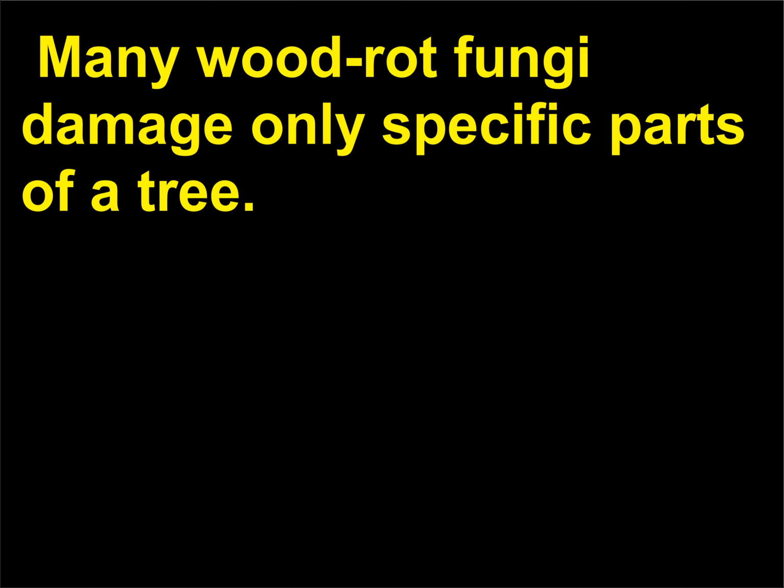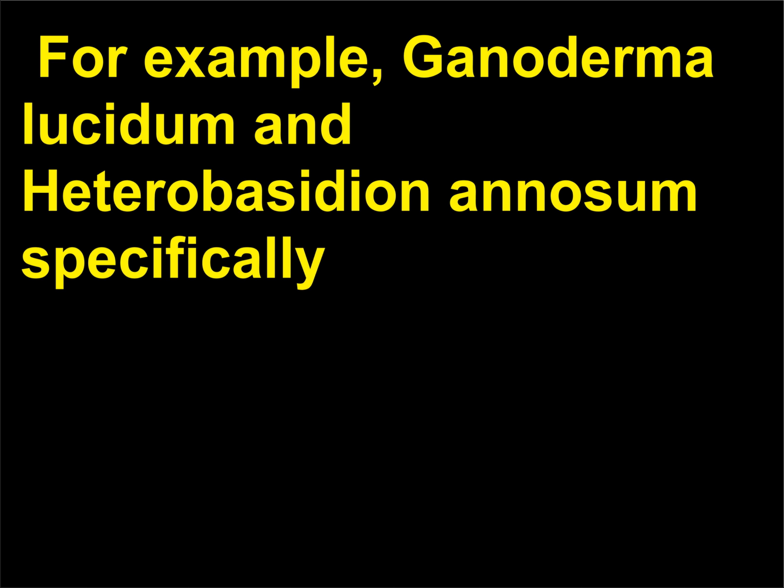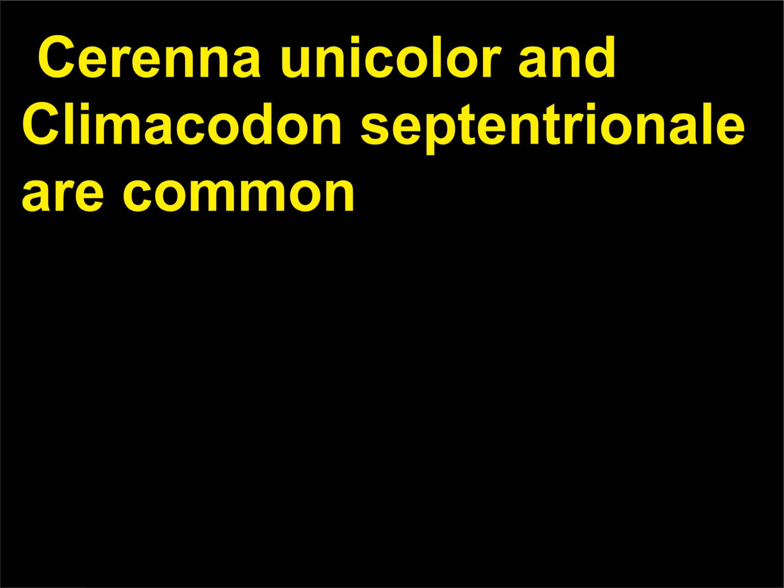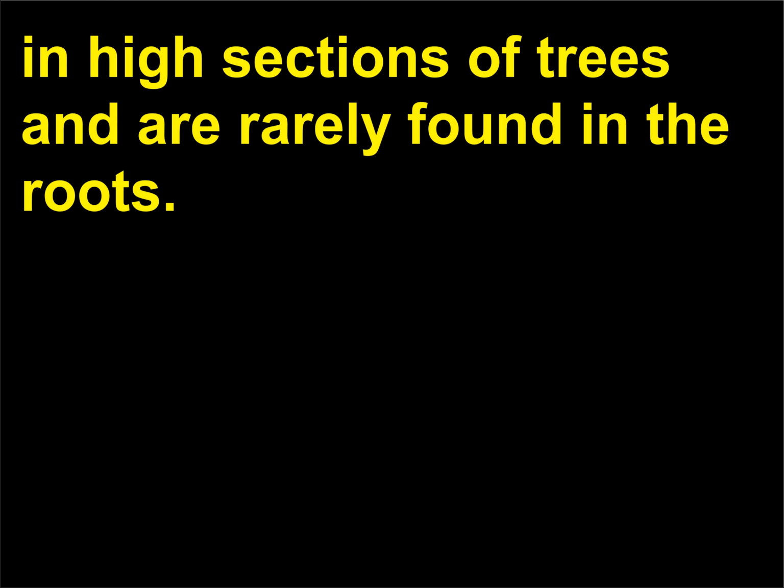Many wood rot fungi damage only specific parts of a tree. For example, Ganoderma lucidum and Heterobasidion annosum specifically rot roots and are rarely found in higher sections of trees. Sirena unicolor and Climacodon septentrionale are common in high sections of trees and are rarely found in the roots.